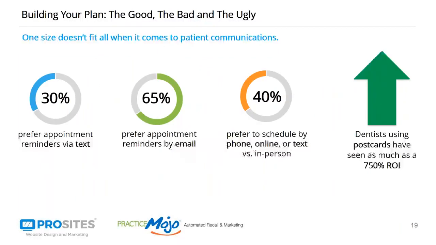So when you're building the plan, though, the good, the bad, and the ugly, no one channel works for everybody. You guys probably already know that. If you think to your personal life, if I talk to my dad, I call him on the phone. If I'm talking to my daughter, I text her. If I talk to a coworker, I send email. There's no one channel that works for everybody, and that's the same when you're communicating with your patients. So trying to be flexible and being able to use multiple channels to communicate with people is going to make your plan more successful.